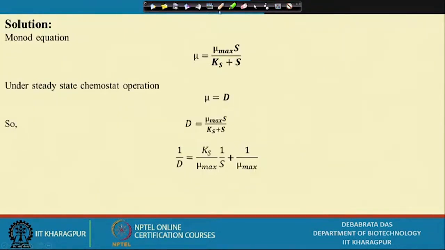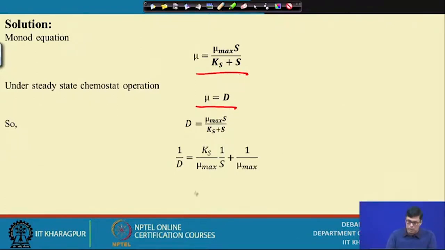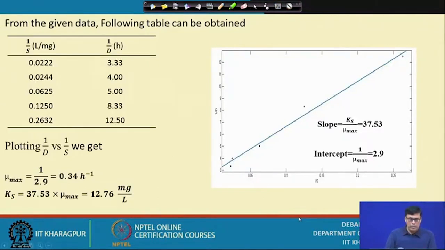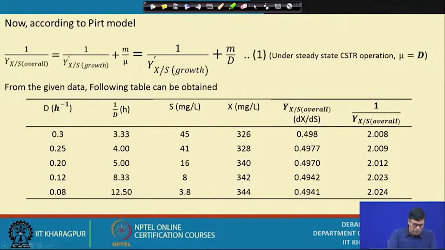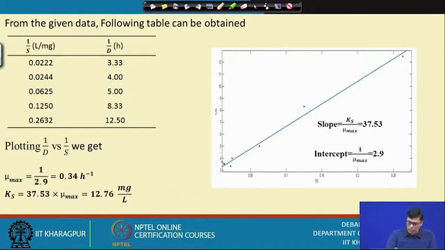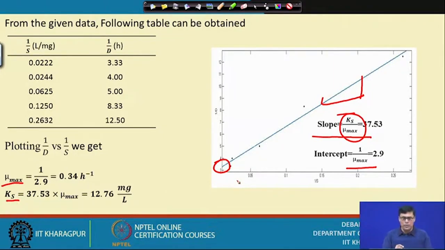This is exactly what is done here. This is the Monod equation that we have, and under sterile condition and steady state, mu equals D, so we can write in this form. Then we have the 1 by s values and 1 by mu values, which we can take on a simple centimeter graph paper and plot. From the intercept we can find the value of 1 by mu max, and from the slope the value of Ks by mu max, and then we can calculate both mu max and Ks from this plot.